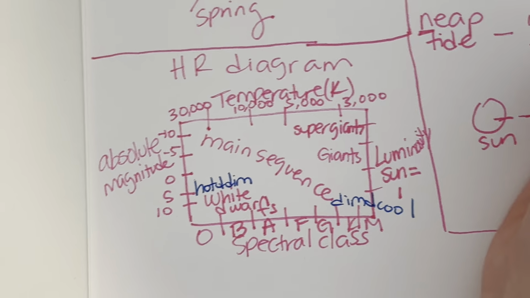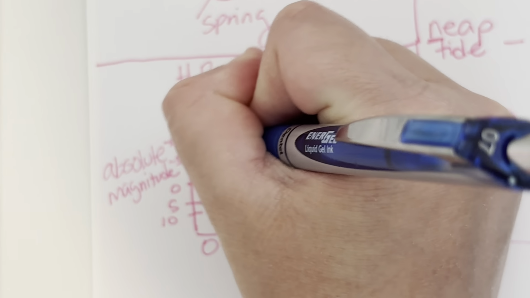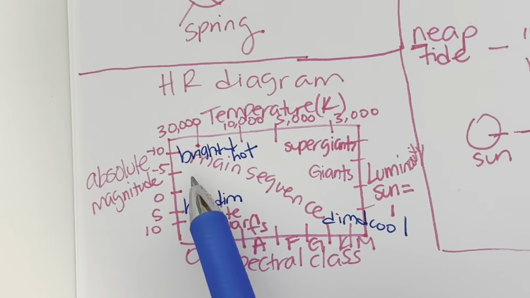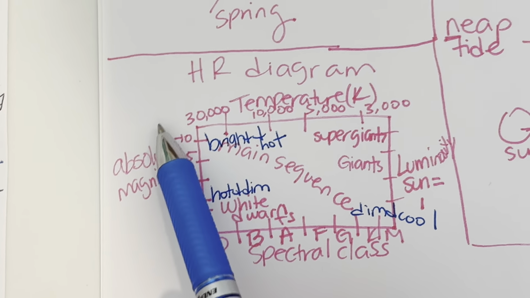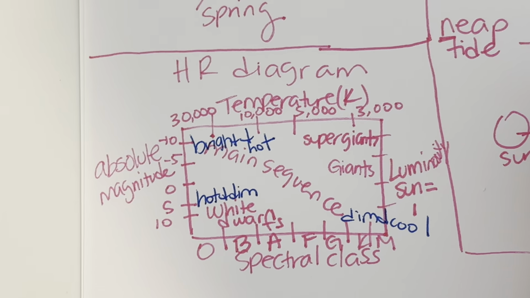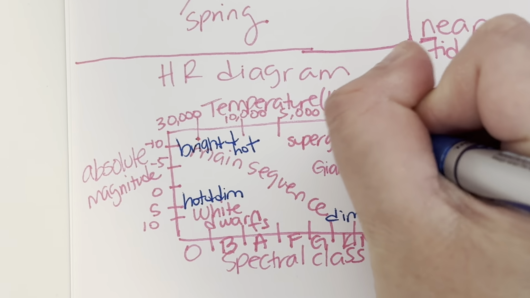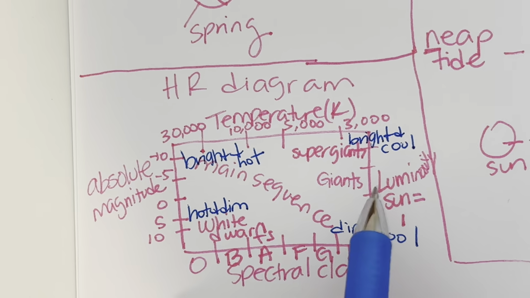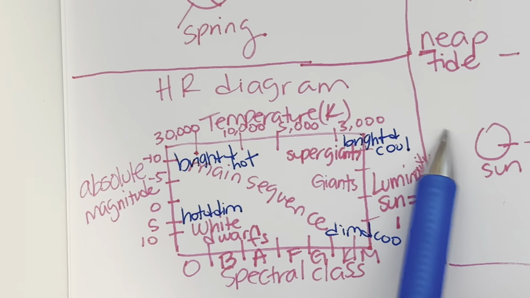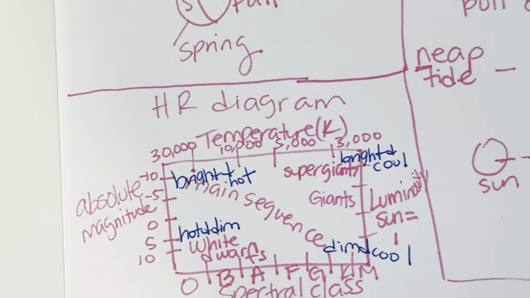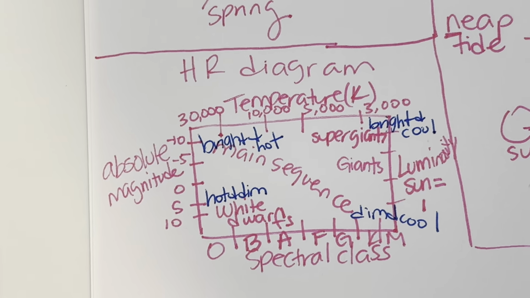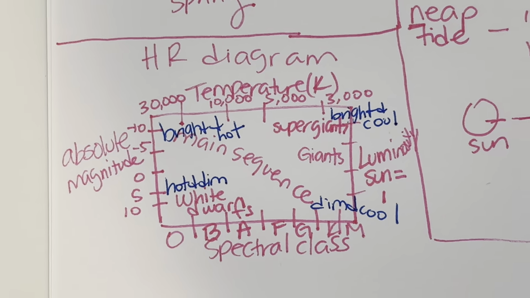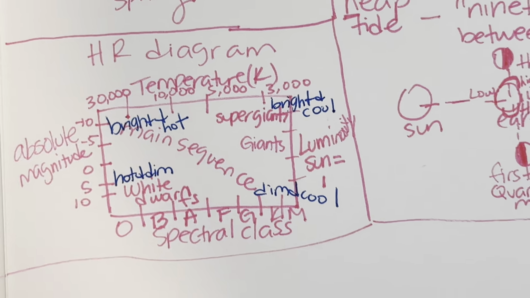increases as you go up. And then you have your bright and hot stars up here towards the left and towards the top. And then you have your bright and cool stars up here, right? They're bright because they're towards the top, and then they're cool because the temperature is lower on this side of the graph. Okay, and that is our HR diagram.